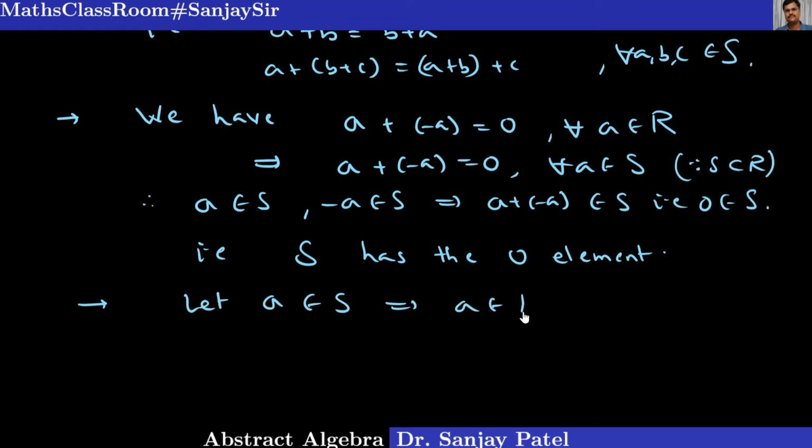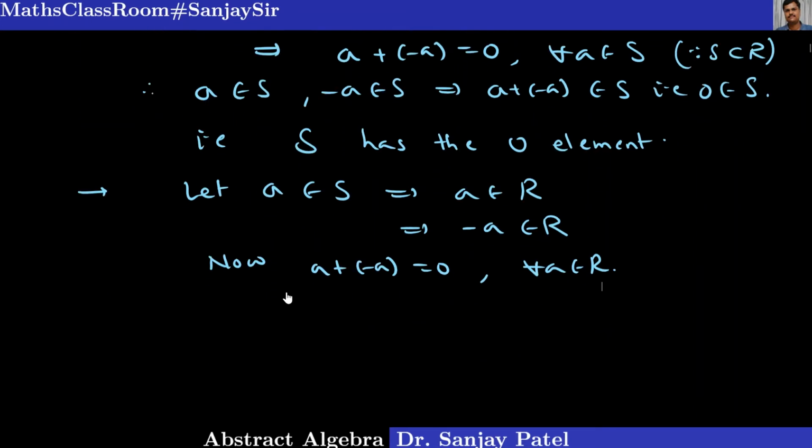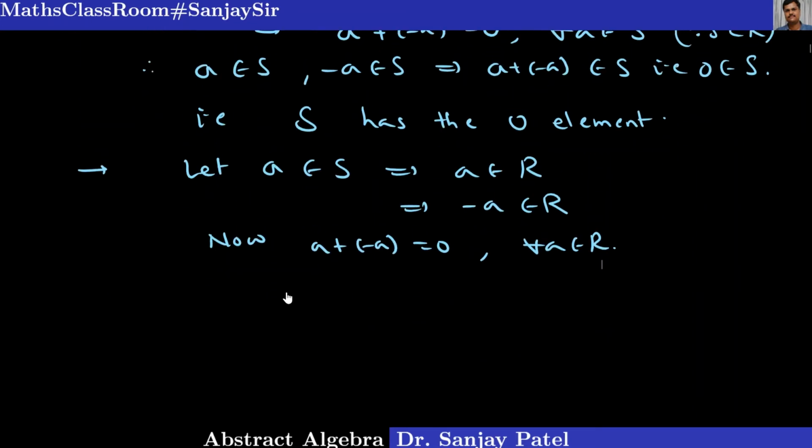Okay. Further, it is clear if I take a belonging to S, then a belongs to R, and this implies minus a also belongs to R. Now, a plus minus a is equal to 0 for every a belonging to R. Okay, that is known to us. Now, a belongs to R and S has the 0 element. I should take not this way.